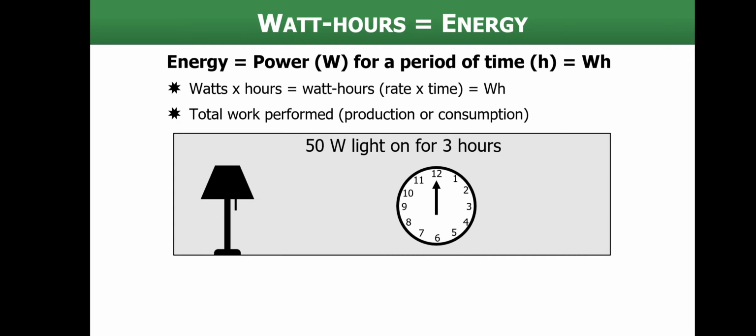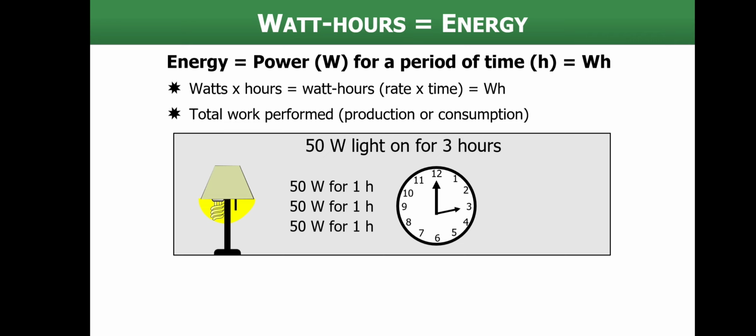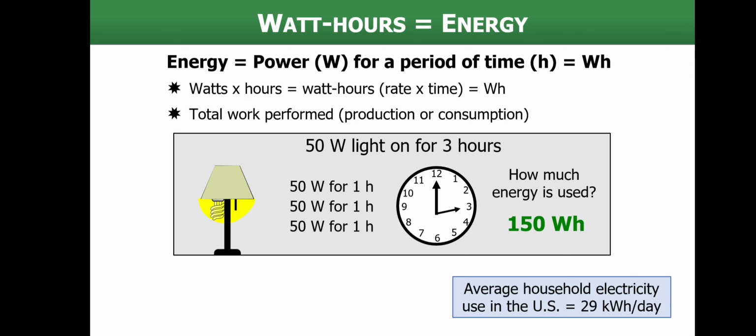Here we have an example. We have a 50 watt light. It's going to be on for 3 hours. 50 watts for 1 hour is 50 watt hours. For the second hour, it's another 50 watt hours. And then the third hour, it's another 50 watt hours. So when we total that up, how much energy is going to be used for that 50 watt light for 3 hours? 150 watt hours, or 0.15 kilowatt hours.